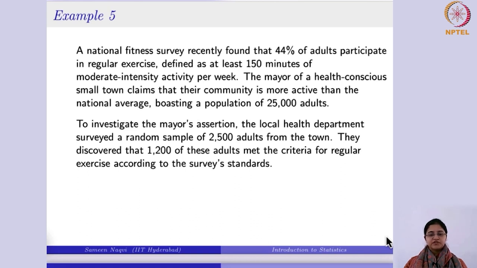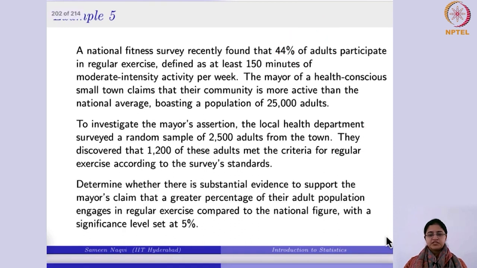So the sample proportion is given to you. p hat is basically x by n, where x is 1,200 and n is 2,500. And this 44% is p naught, the population proportion 0.44. Determine whether there is substantial evidence to support the mayor's claim that a greater percentage of their adult population engages in regular exercise compared to the national figure. So you have to check whether there is sufficient evidence that the mayor's claim is greater than, that they have a greater percentage of their adult population.